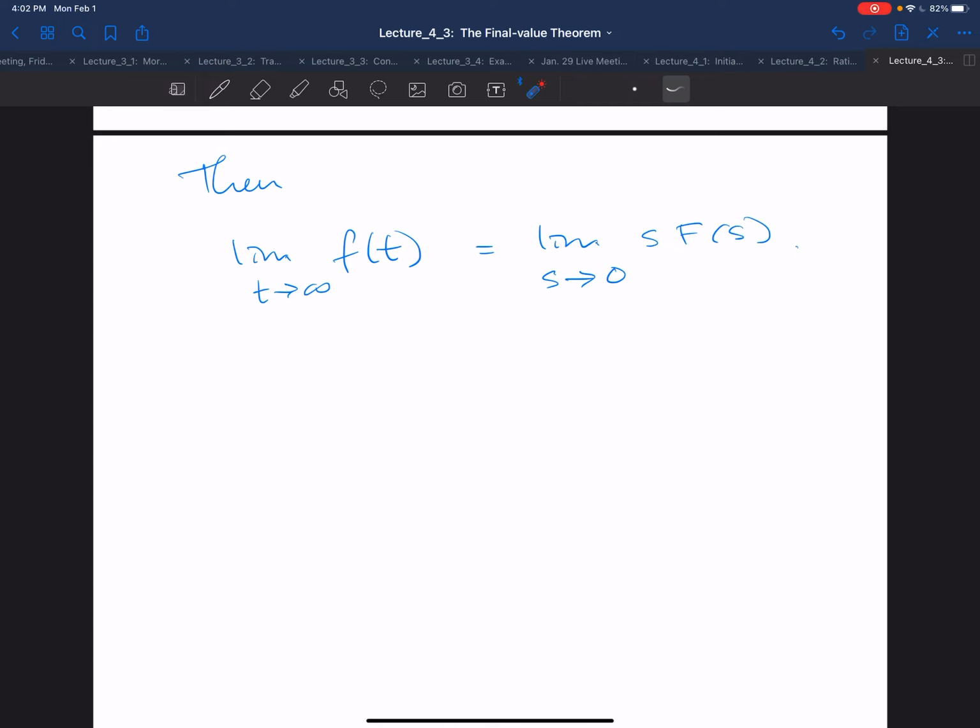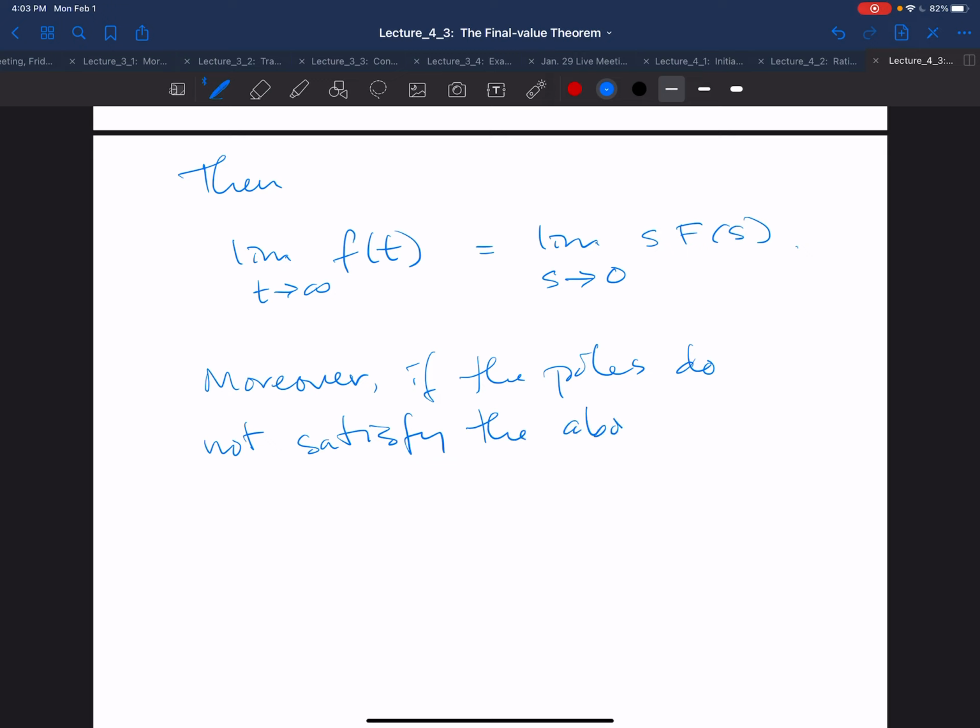We can say a little bit more. If the poles of the rational function do not satisfy the conditions, then the final value does not exist. So in other words, the limit of f of t as t goes to infinity does not exist.